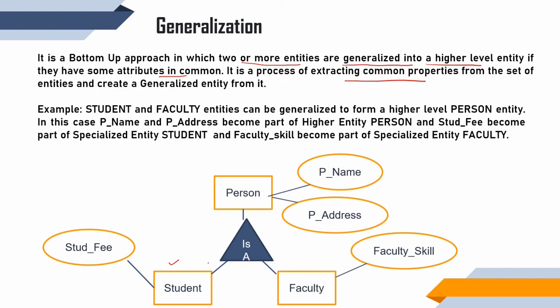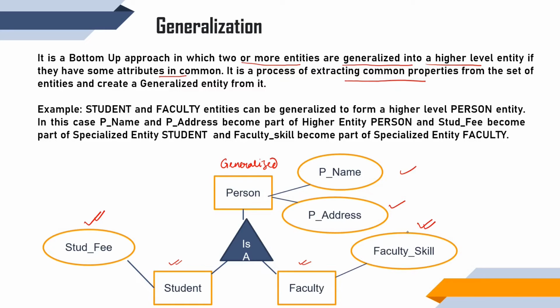Let's take a very simple example. Student and faculty. They are actually specialized kinds of entities, and they can be generalized to form a higher level entity, which is person. So person is a generalized entity. In this case, person has person name and person address. They become part of the higher level entity person. And student and faculty will also have name and address. But student will have another particular feature, which is student fee, and faculty may have another specialized feature, which is faculty skill. So you have understood this generalization and specialization.